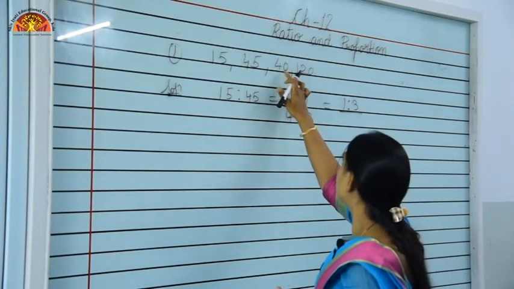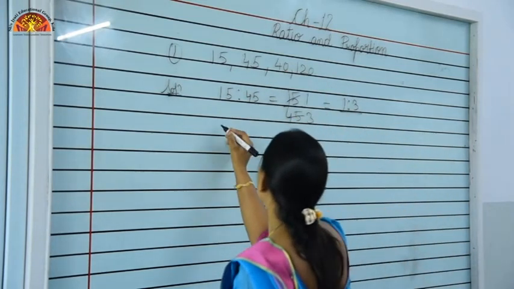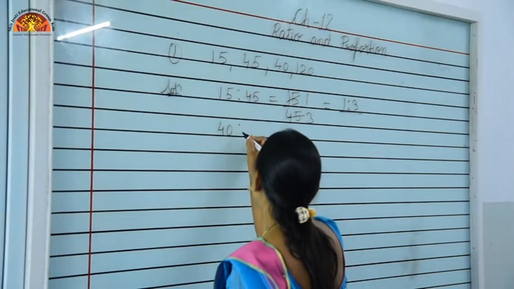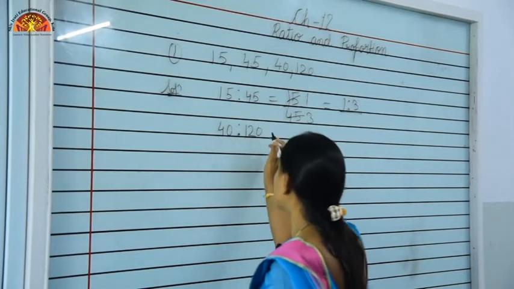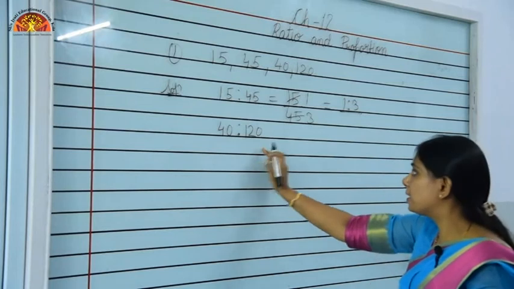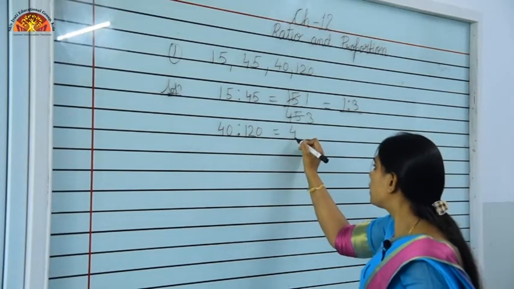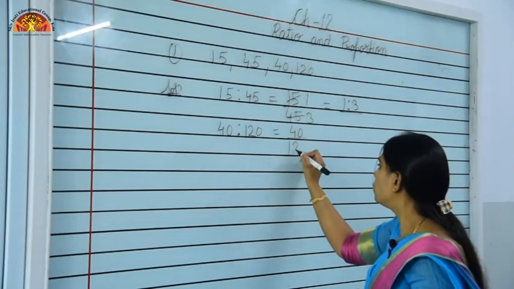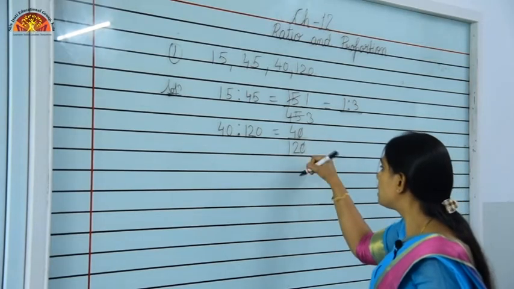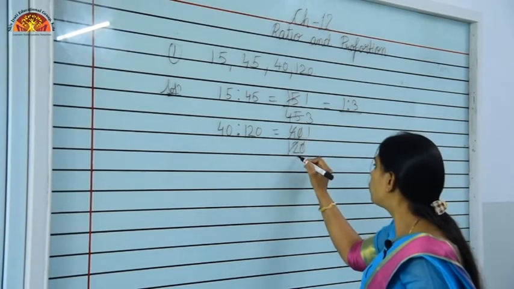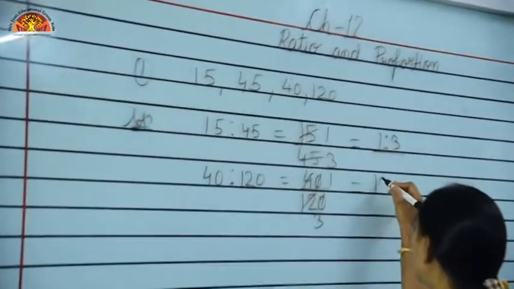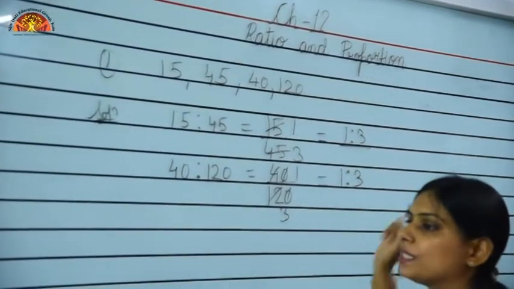Similarly, we will find the ratio of 40 and 120. That is 40 is to 120. किसका रेशियो लेंगे? 40 और 120 का. So we can write 40 upon 120. We will again simplify. 4 ones are 4, 4 threes are 12. So again the ratio comes to be 1:3.